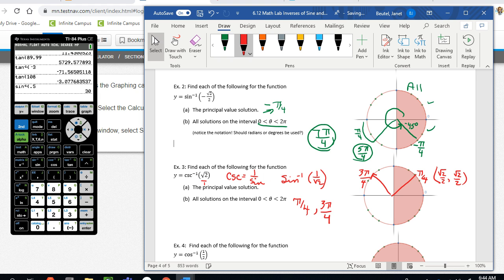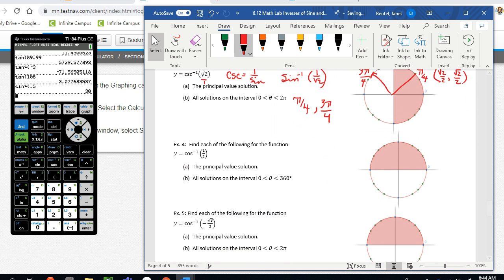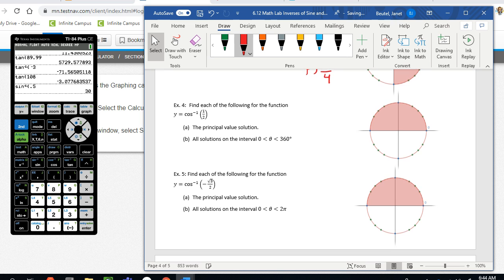All right, so moving on down the page. Now this one is in 0 to 360, so notice the numbers that are given. So we have cosine of 1/2. If I remember right, it's 1/2 here.